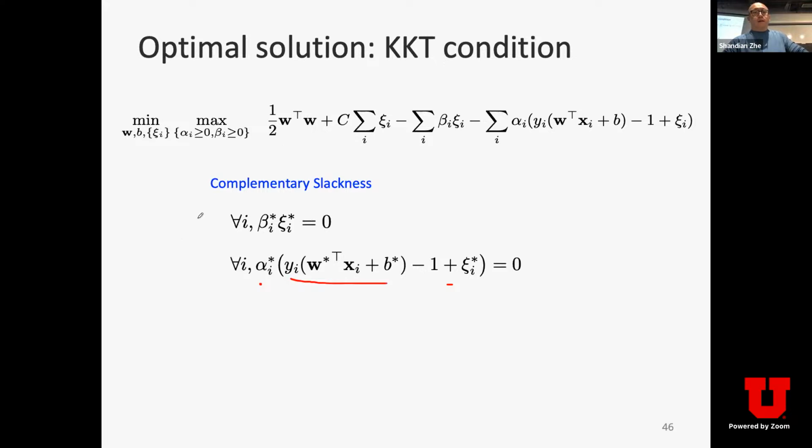This is the complementary slackness of the KKT conditions. We know that at optimum, they must satisfy this. Right? This is what the theory tells us. Does it make sense? It just applies the KKT conditions over the optimal values of those model parameters and the Lagrange multipliers.